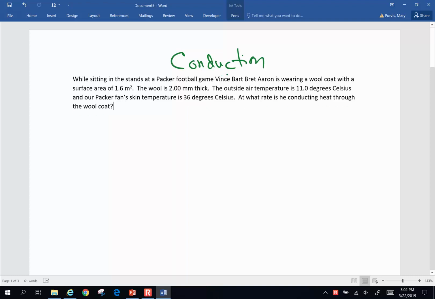Well, first off, the name Vince, Brett, Bart, and Aaron, if you live in the state of Wisconsin, somewhere in most family trees, there's going to be somebody with one of those names, but you got to be a Packer fan to get that.